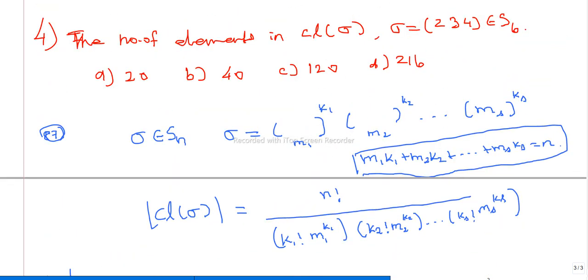Your answer is also correct, because both are the same answer. Conjugate means both have the same cycle type, so you can find the number of 3-cycles. Suppose you forget to find the number of 3-cycles, you can use this formula to find the size of the conjugacy class of any permutation.